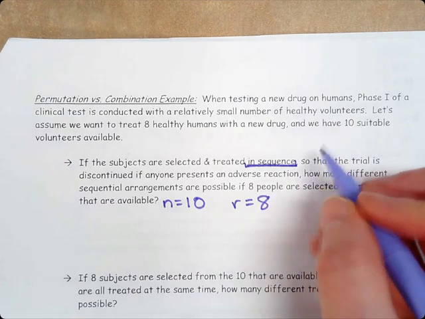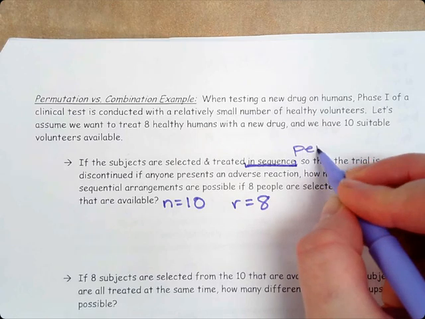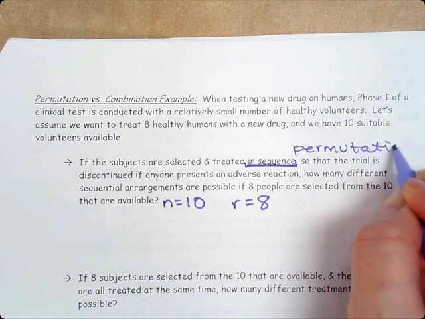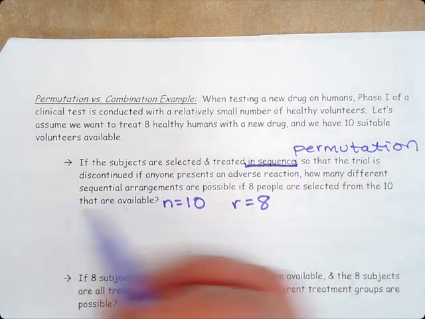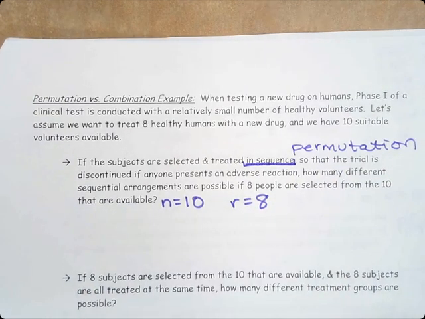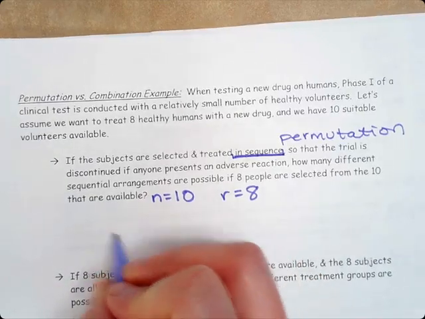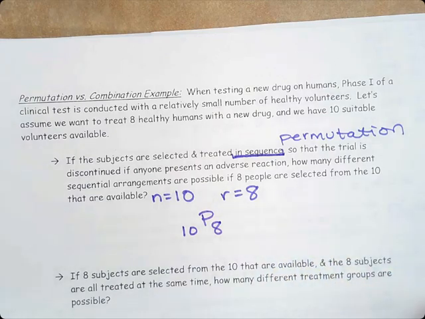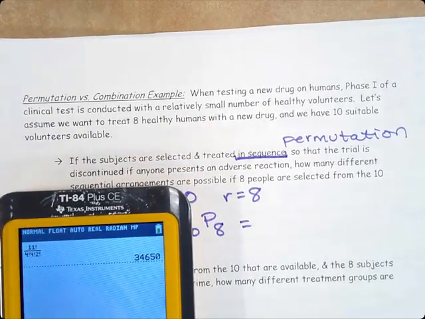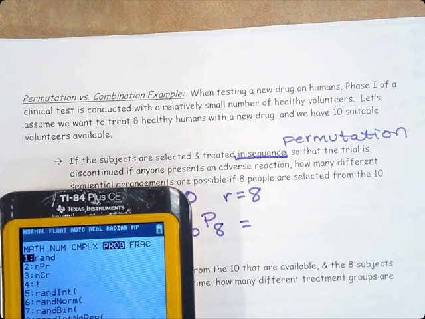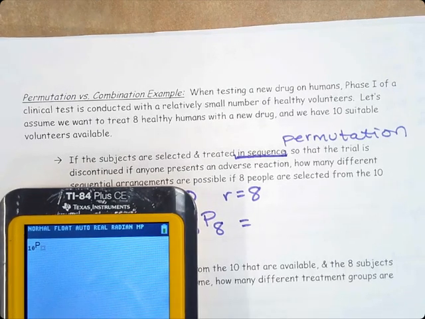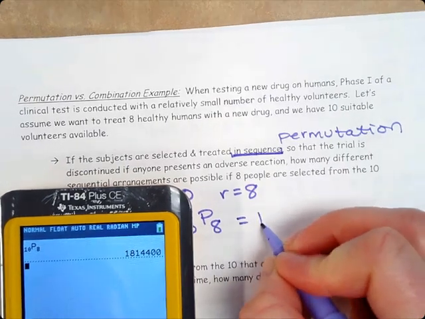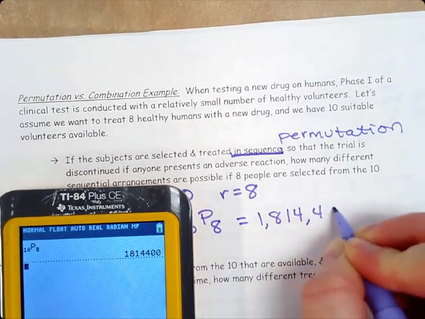So if it's in sequence, order matters. This is a permutation problem, because they will discontinue if anyone gets an adverse reaction. So for the outcomes, we can do 10P8 in the calculator, or we can use the formula that we learned about. It's 1,814,400.